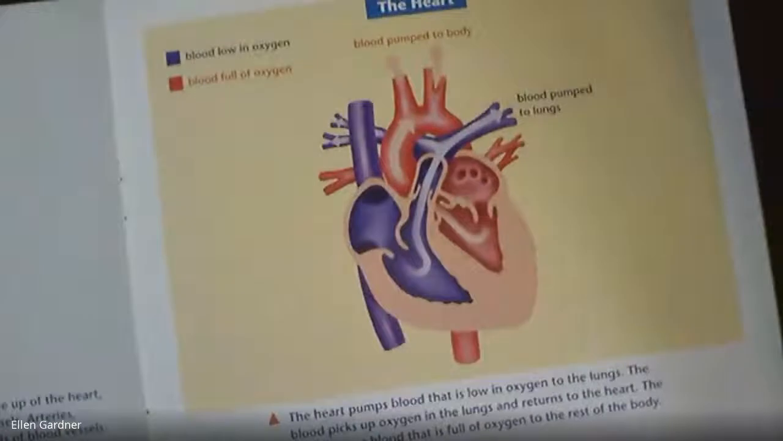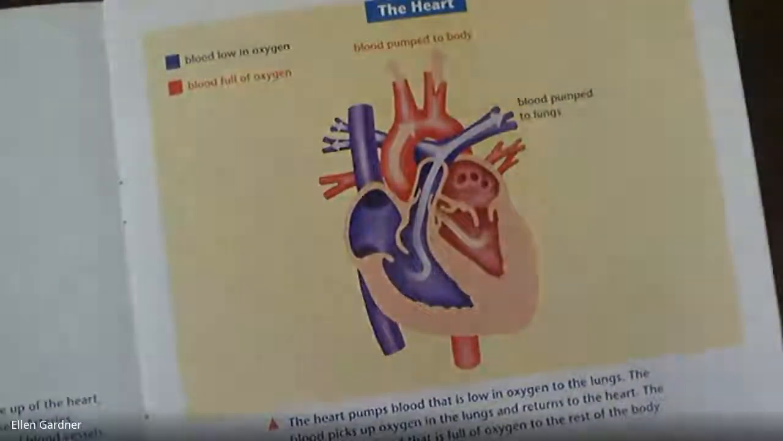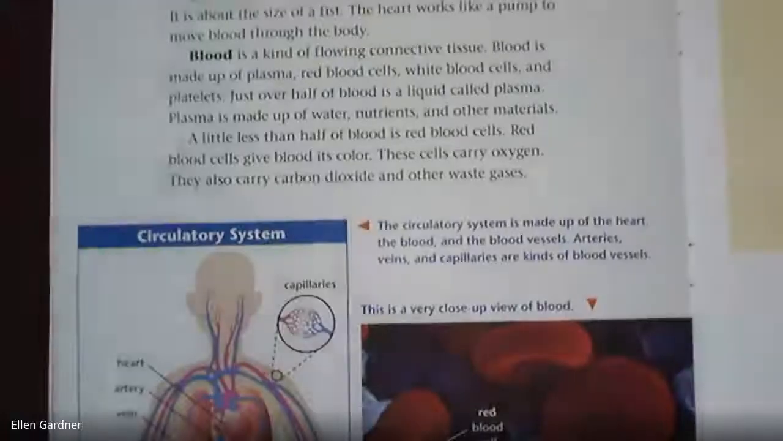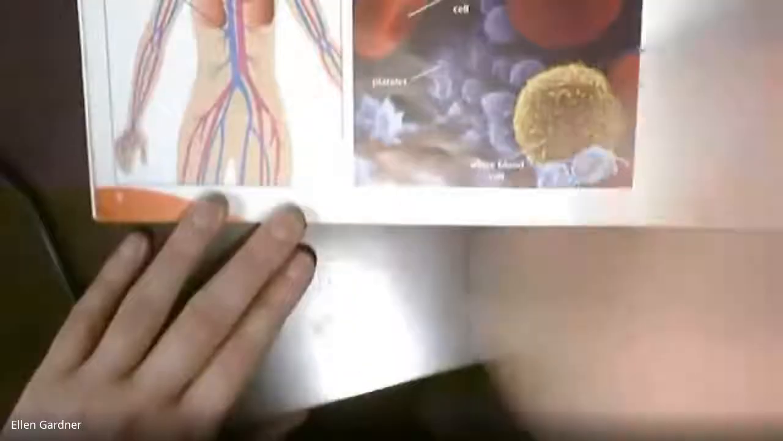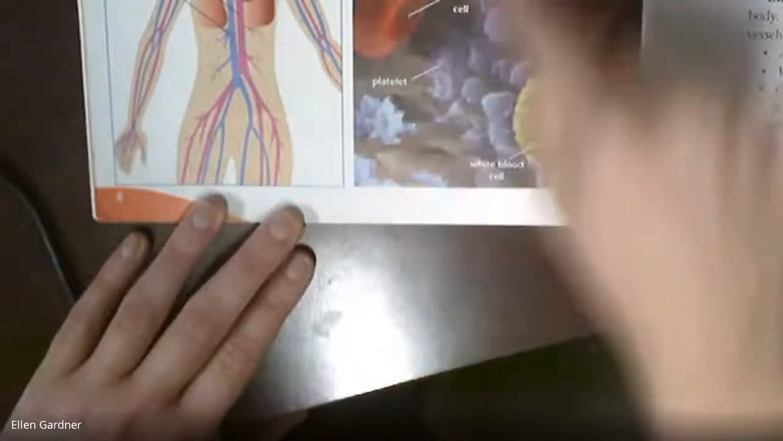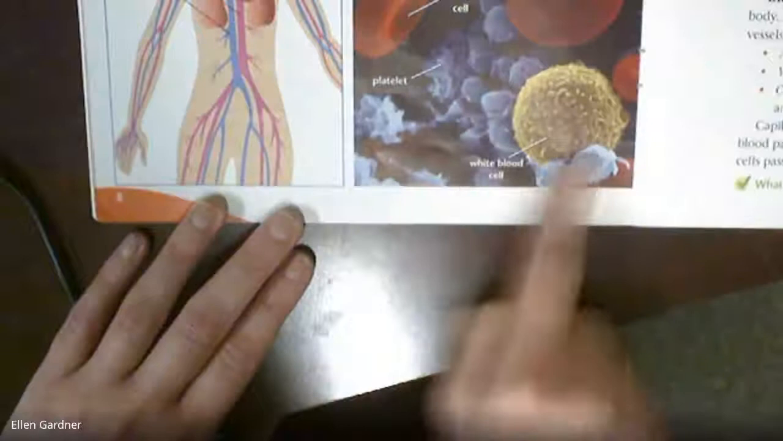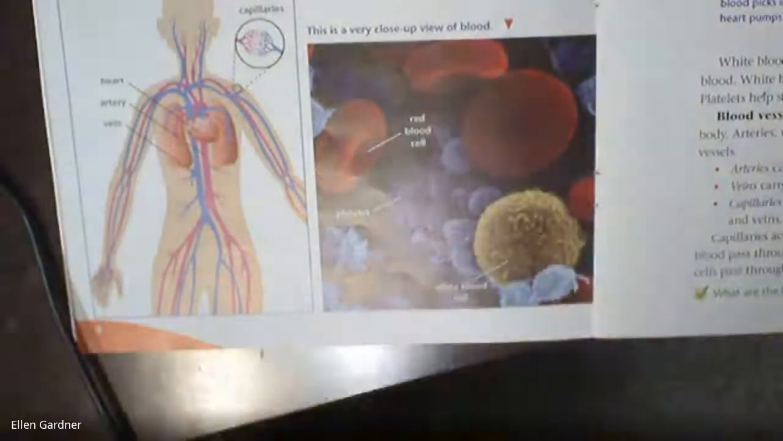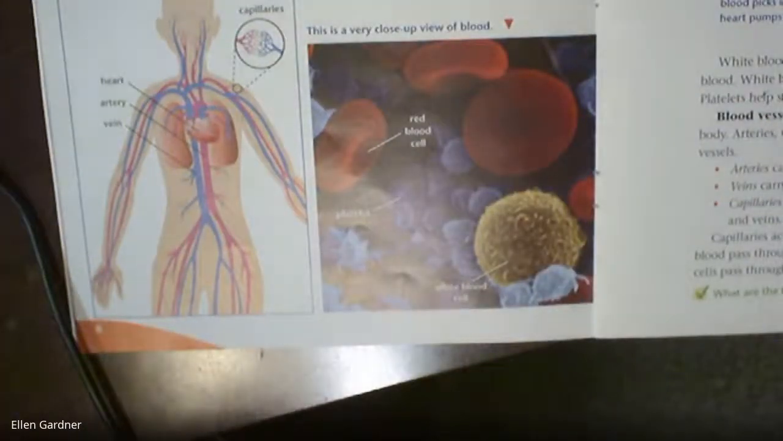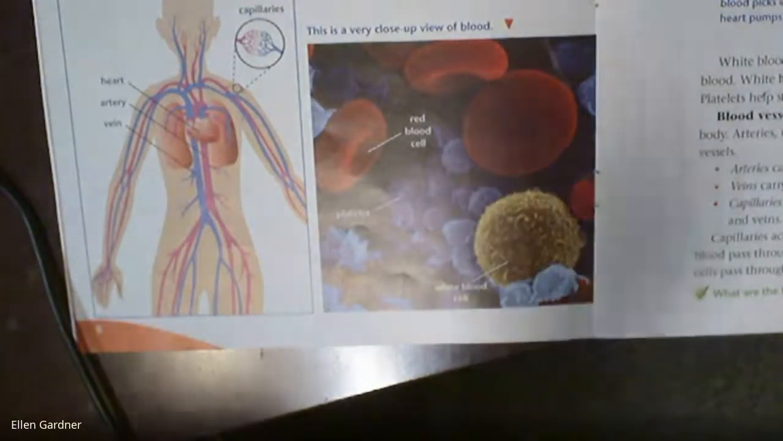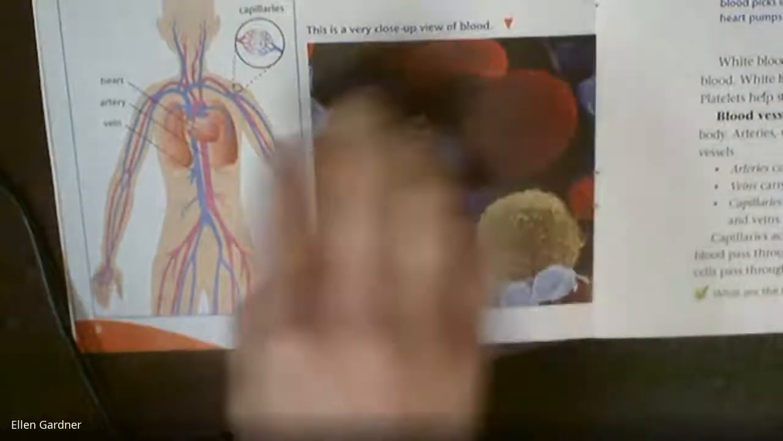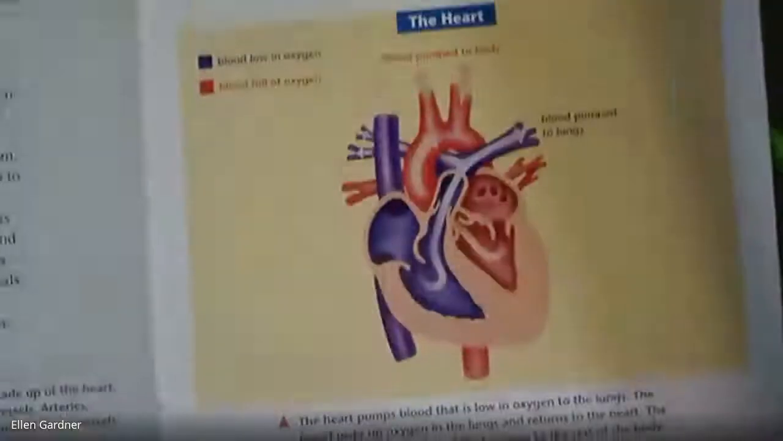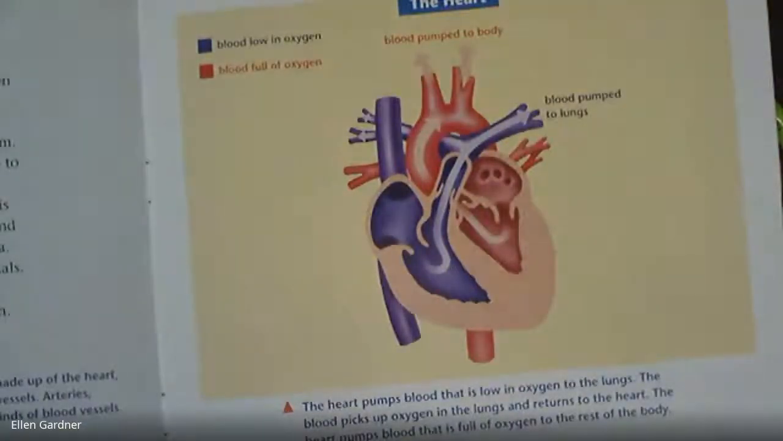Let's get into the detail of the heart itself. Oh, and this is a close-up view of blood, by the way. This is the red blood cell. Here's platelets. Here's a white blood cell. So if we were to use a microscope and actually look into blood itself, you'd see all of the different parts of what blood is made up of. Okay, now the heart.